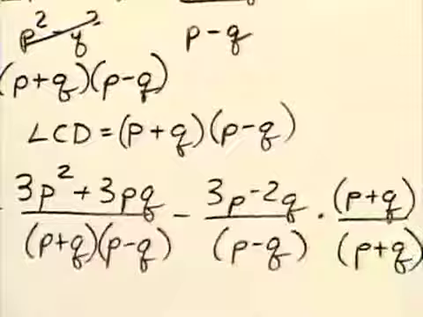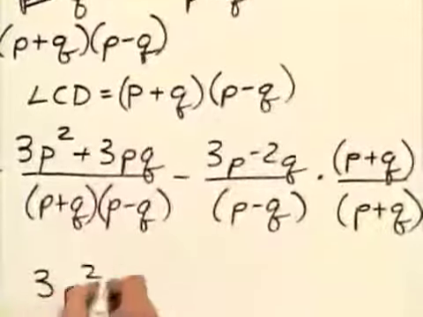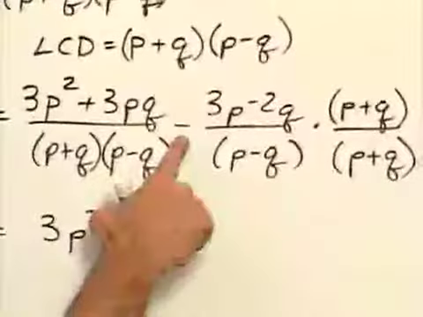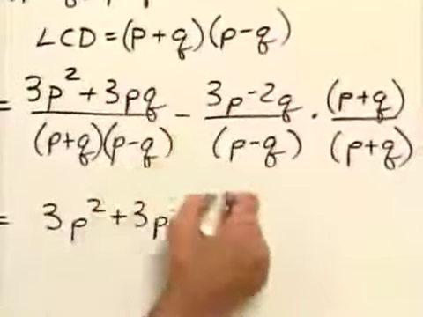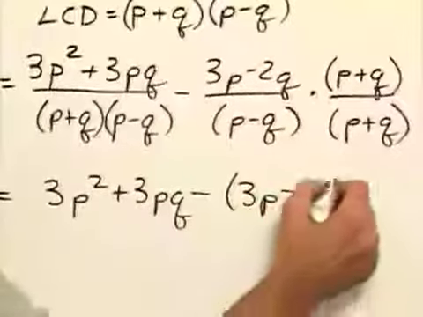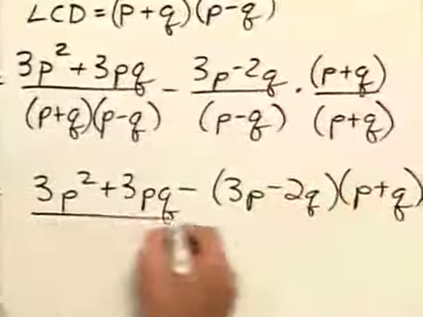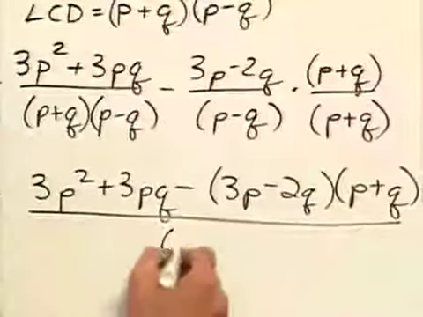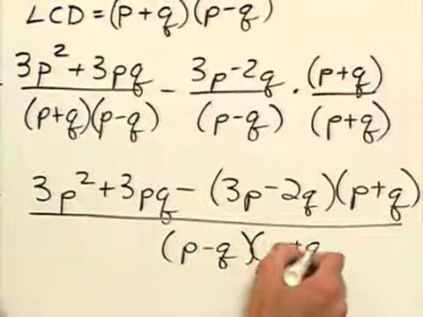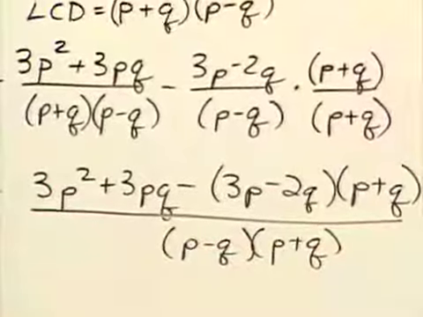Now let's do that multiplication. So we're going to have 3p squared plus 3pq, and then we have a minus sign. And then we're going to need to multiply 3p minus 2q times p plus q. And this is all going to be over our common denominator now of p minus q times p plus q. So let's do our multiplication, and then let's simplify.